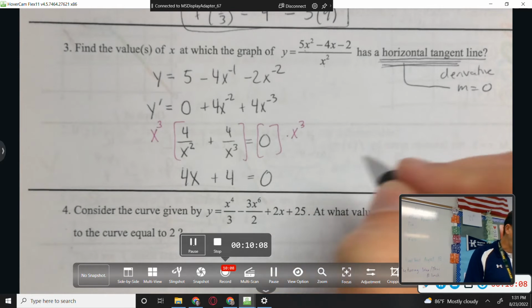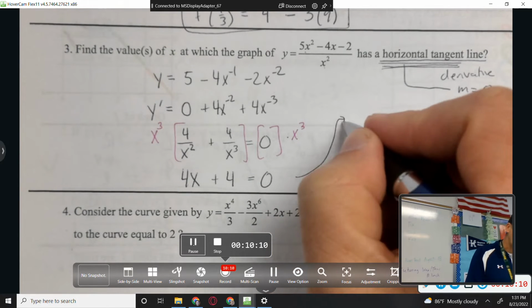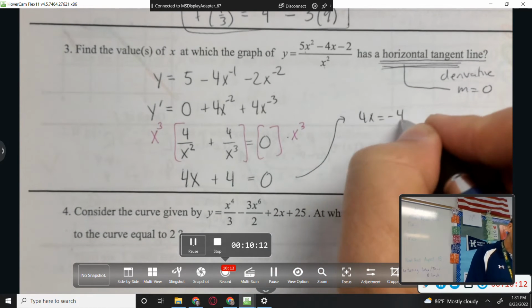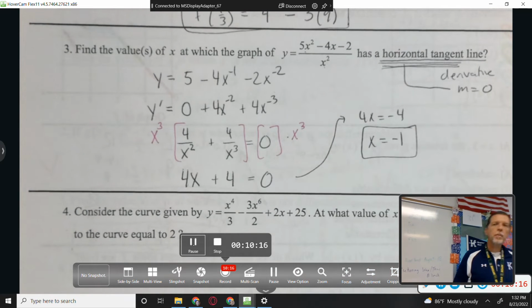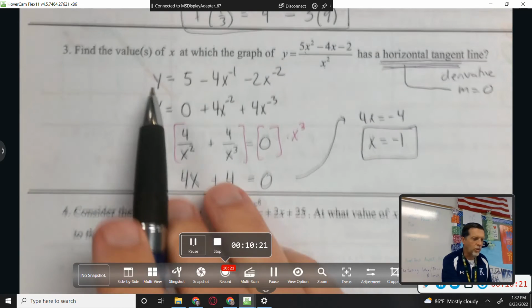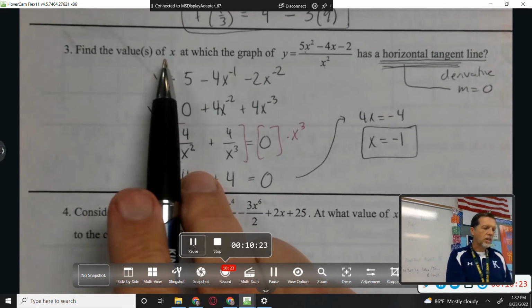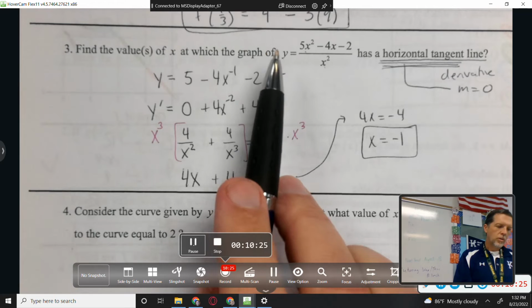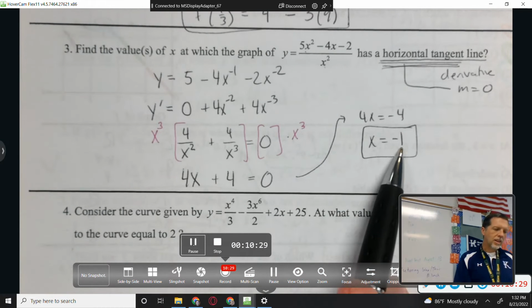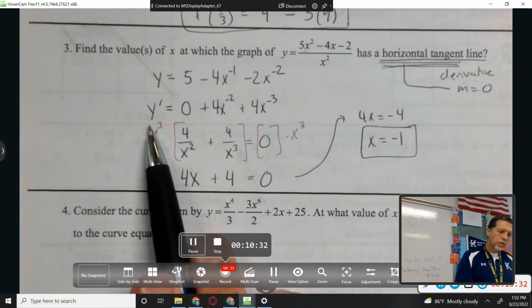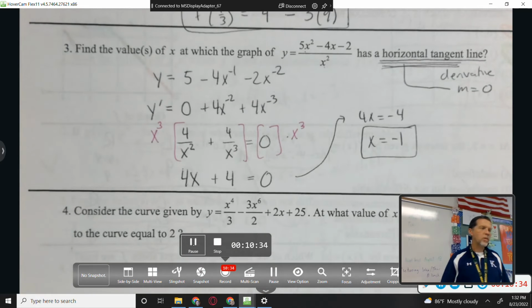So I could factor, or I could just move the 4 over, probably easier. So x equals negative 1 is the x value. I'm checking to make sure I answered the right question here: the x value where the graph has a horizontal tangent line. Because when x is negative 1, my slope, my derivative, is 0. So there's a horizontal tangent line at x equals negative 1.